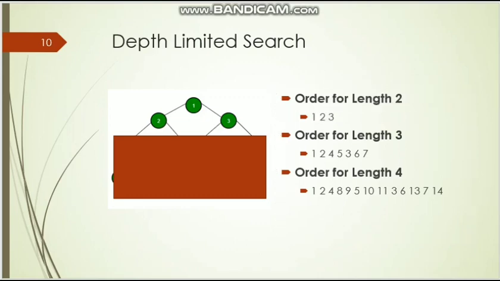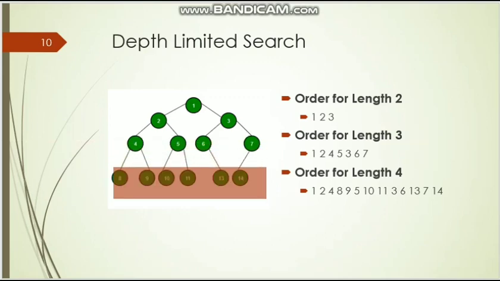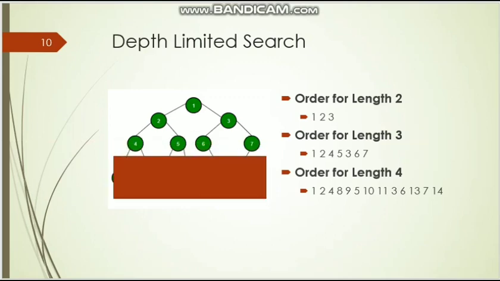Okay. Now if the length is 3, we can consider another level. The order will be like this. First we go to 1, then 2, then 4, then we come back to 2, then we go to 5, then come back to 2. No further movements, we come back to 1, then 3, then 6, come back to 3, then going to 7, come back to 3, come back to 1, no further movement, stop. So the order is 1, 2, 4, 5, 3, 6, 7. Okay. So this is the order of the DLS of limit 3 for this particular tree.